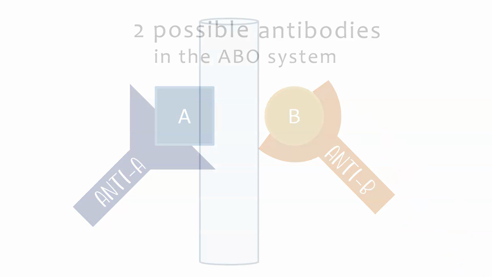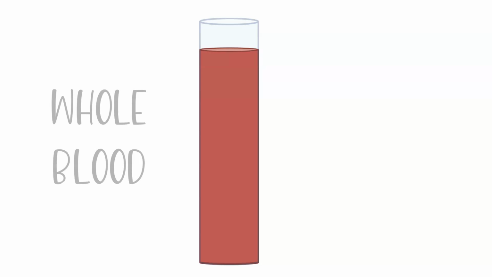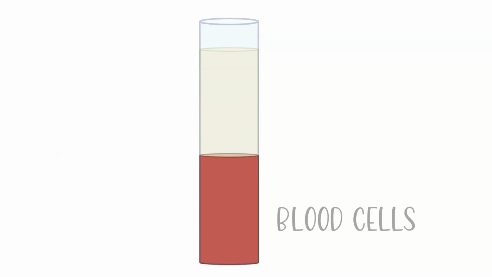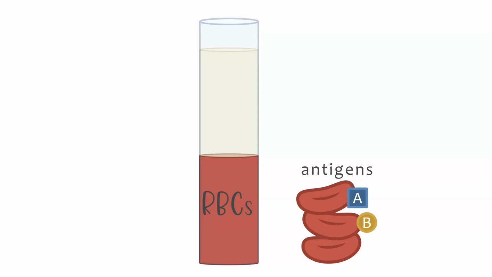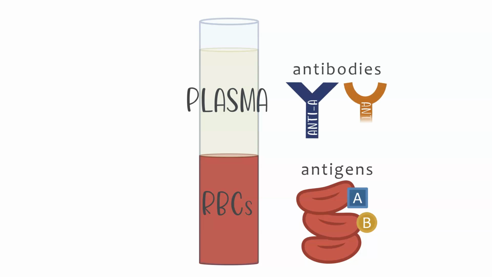When we collect blood, the sample is referred to as whole blood. But when we spin it down, all the blood cells drop to the bottom of the vial, and all the fluid and solutes rise to the top. This fluid component is called plasma. The majority of blood cells are red blood cells. As we know, A and B antigens are found on the surface of red blood cells. Plasma, on the other hand, is where antibodies are found.